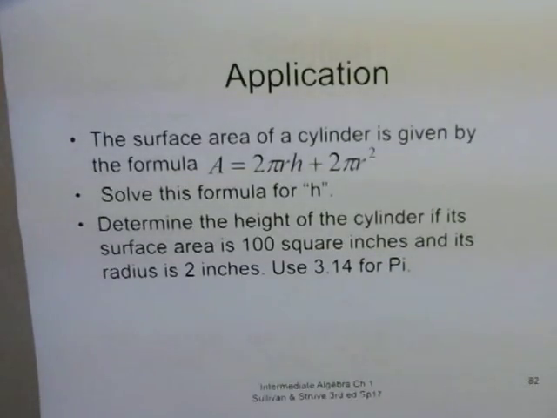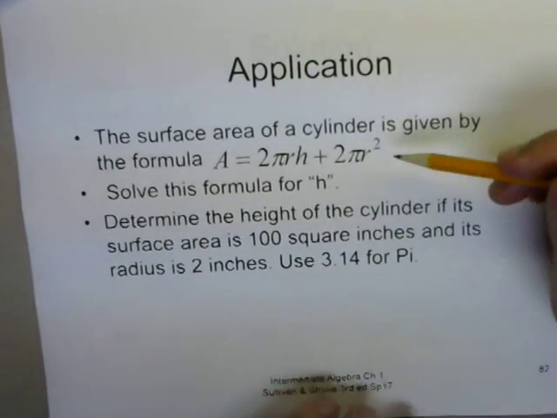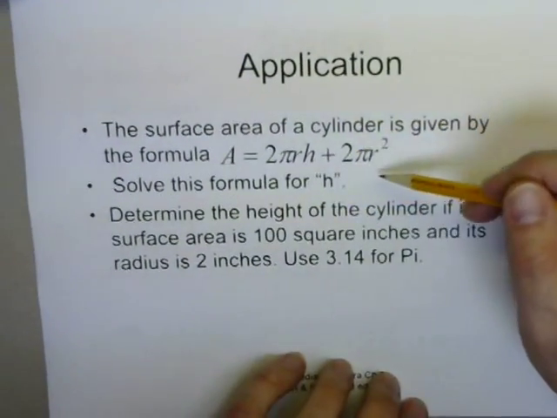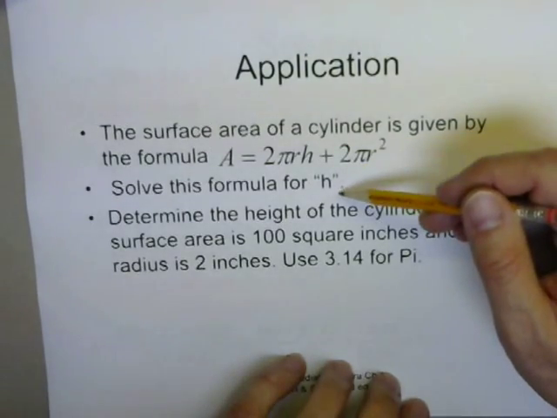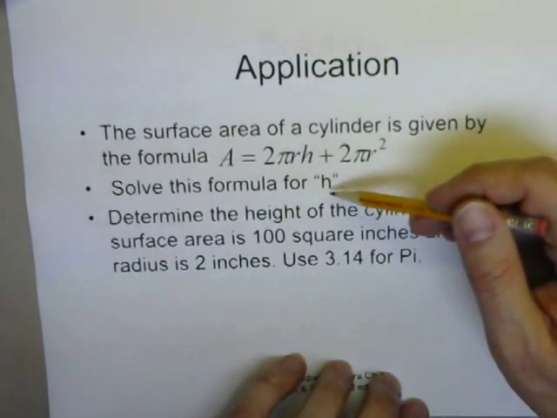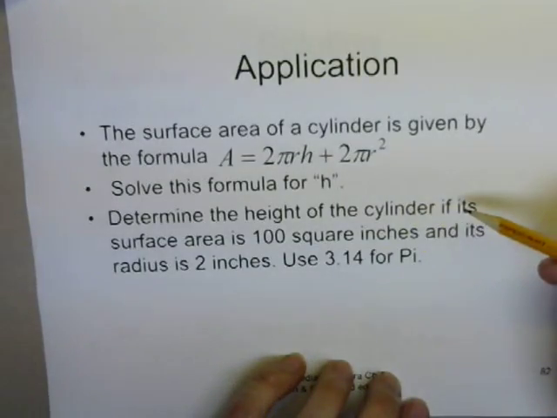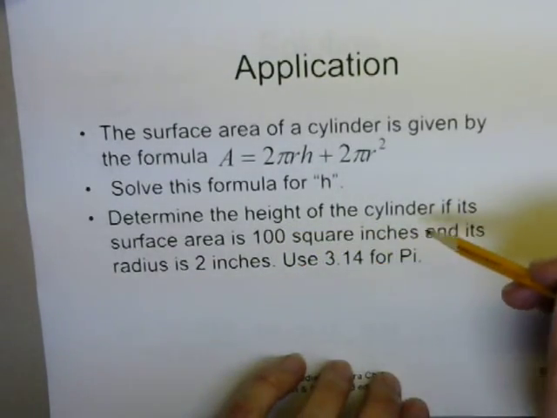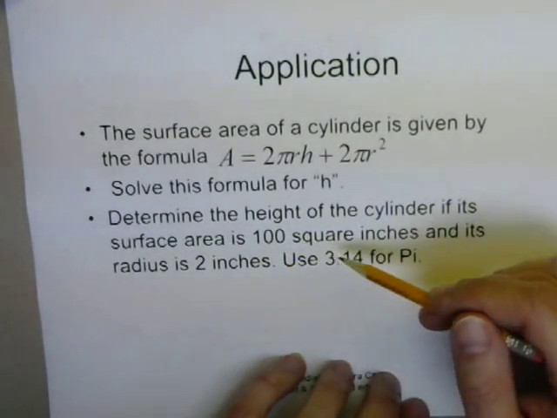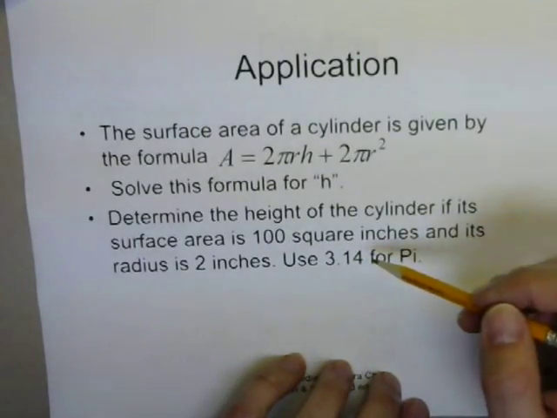Maybe just to look at some other applications involving cylinders. Here's something a little bit more complicated. Remember, the surface area of a cylinder is given by this formula. Let's say, for example, we want to solve this formula for h. And then once we've done that, determine the height of the cylinder if the surface area is 100 square inches and its radius is 2 inches. And let's say you want to use 3.14 for pi.